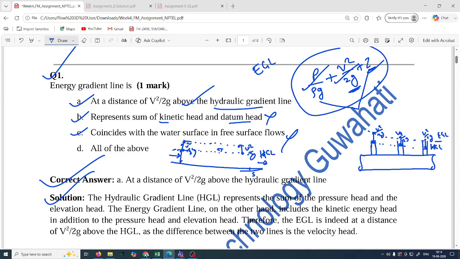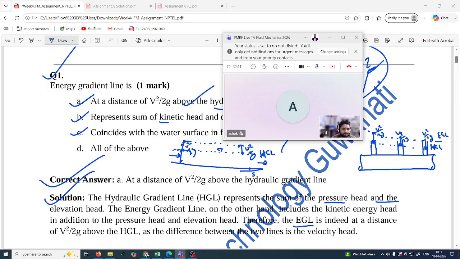The hydraulic gradient line represents the sum of pressure head and the elevation head. The energy gradient line, on the other hand, includes the kinetic energy head in addition to pressure head and elevation head. Therefore, the energy gradient line is indeed at a distance of V square by 2g above the HGL, as the difference between the two lines is the velocity head. So this point you need to remember. These are very standard questions, so you need to remember always.